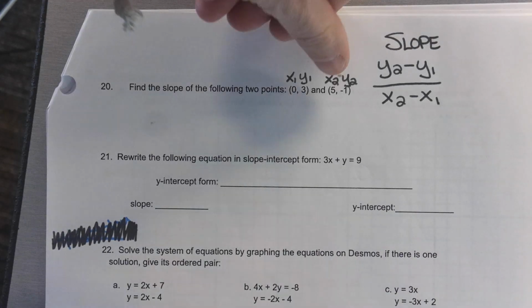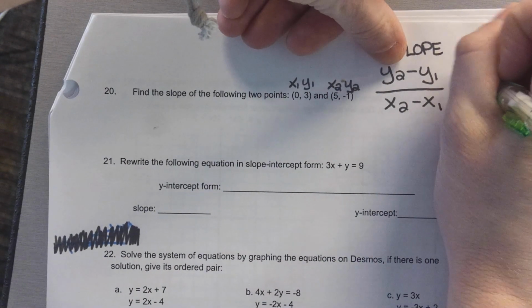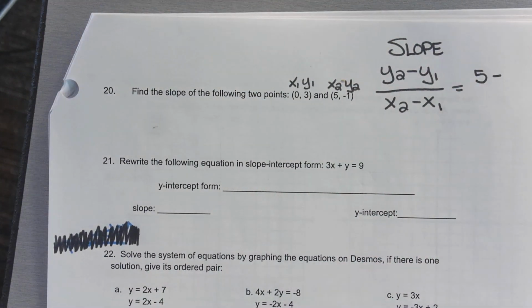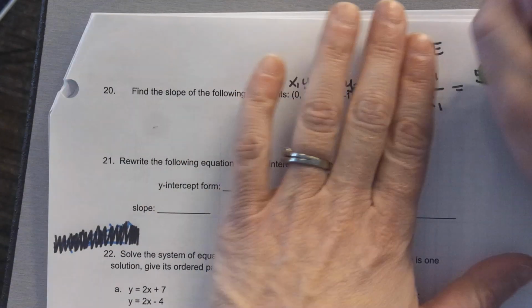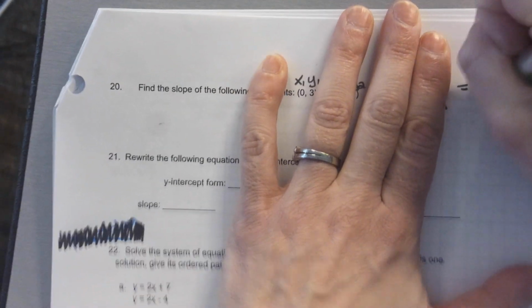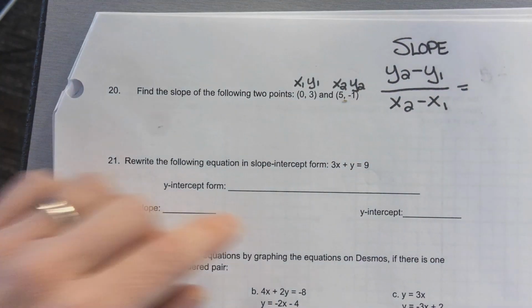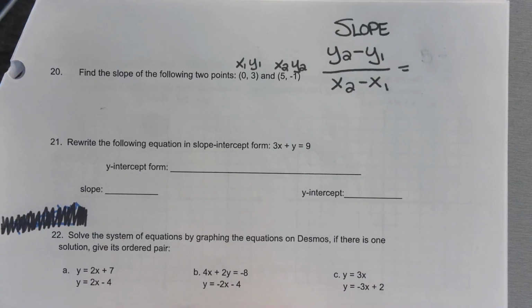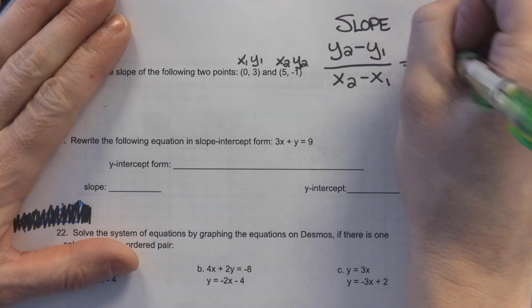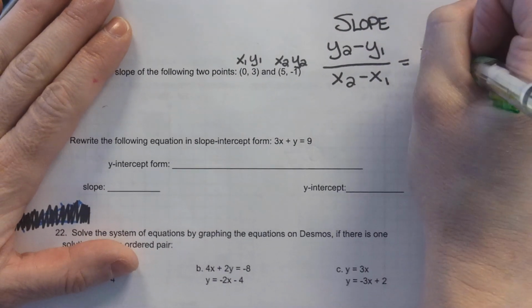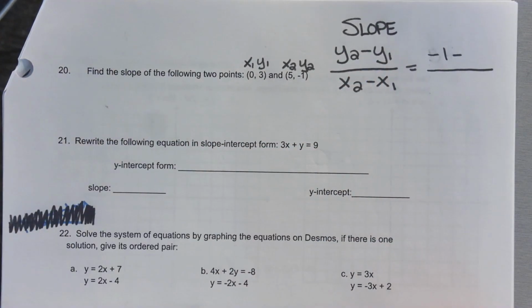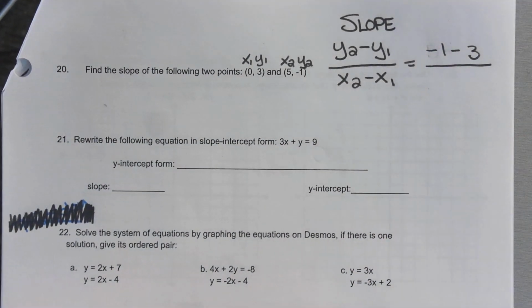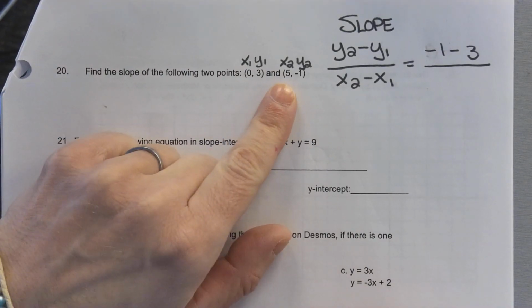Okay, let's plug in our numbers. So y2 I have as 5 minus y1. Oh, wait, no, I don't. Let's try that again. What is y2 actually? If you're Miss Vessel, it's 5. It's negative 1. If you're a smart person, it's negative 1. Okay, minus y1. What's y1? 3. I was going to say, somebody help me. Leo, help me. Need Leo again.